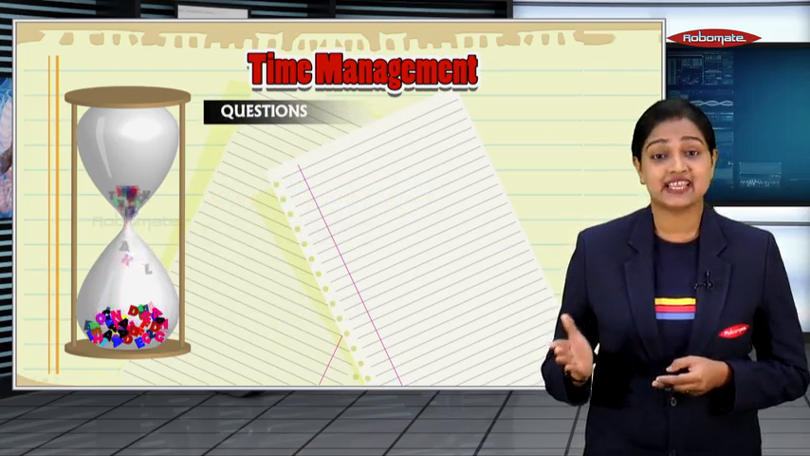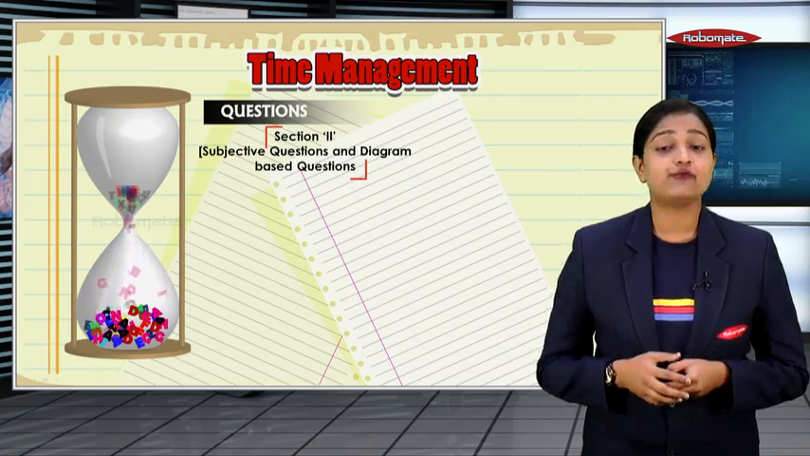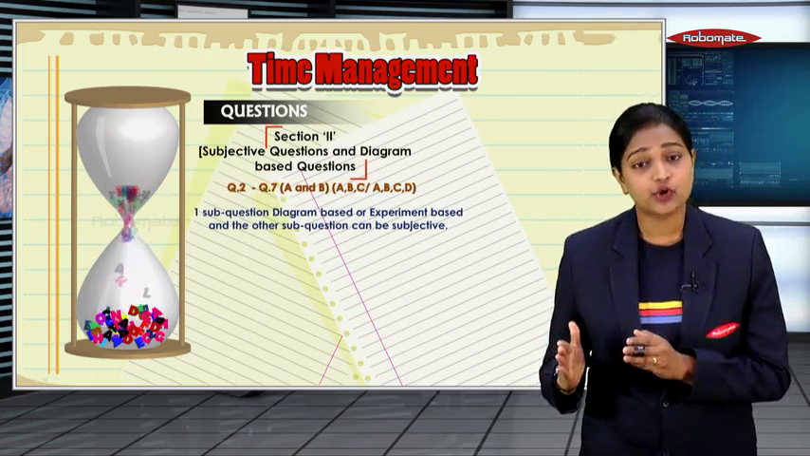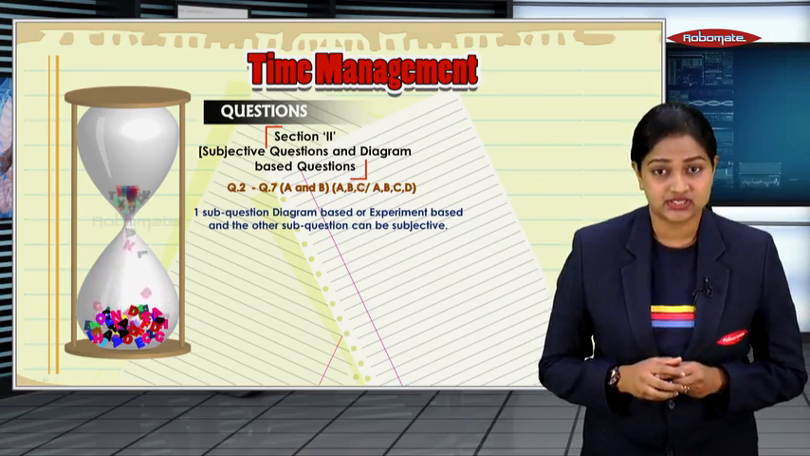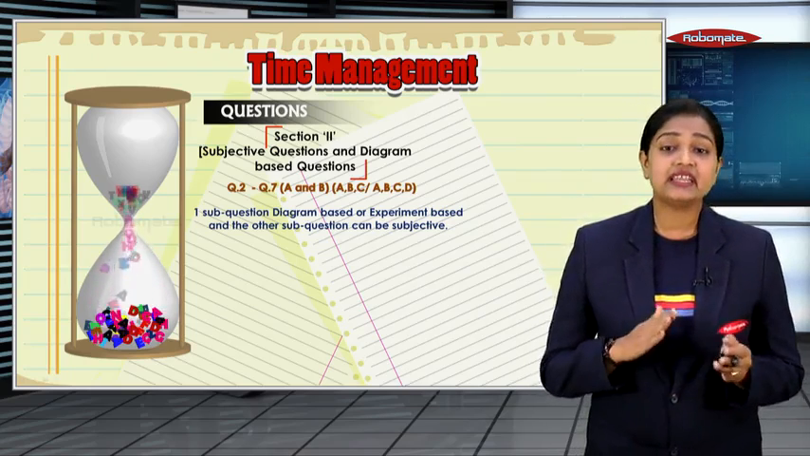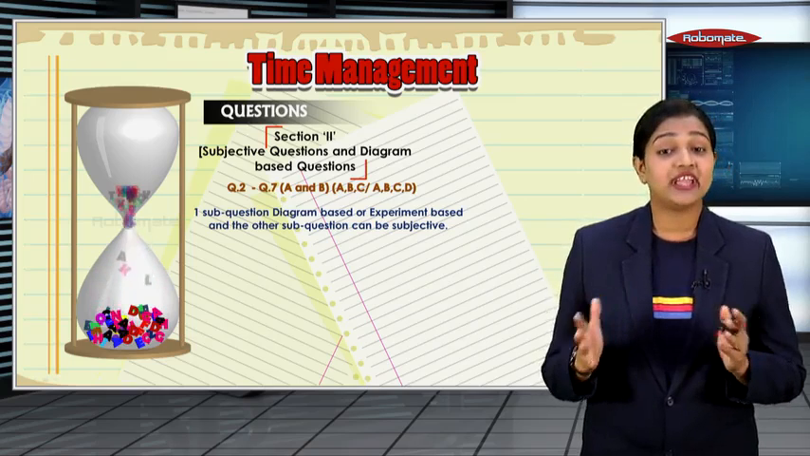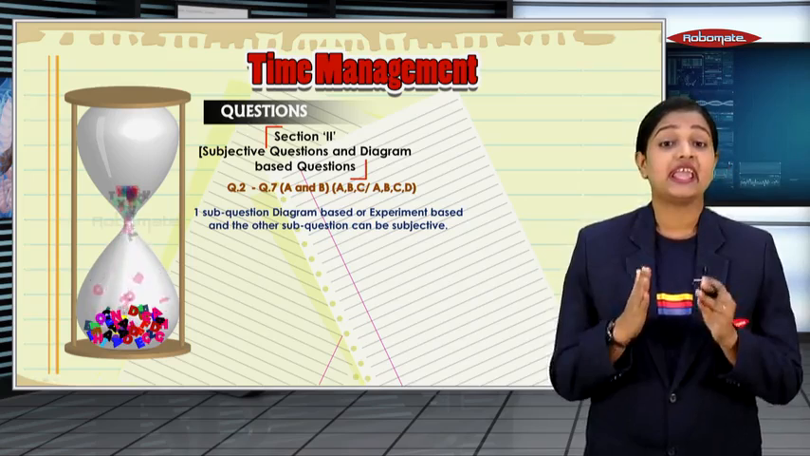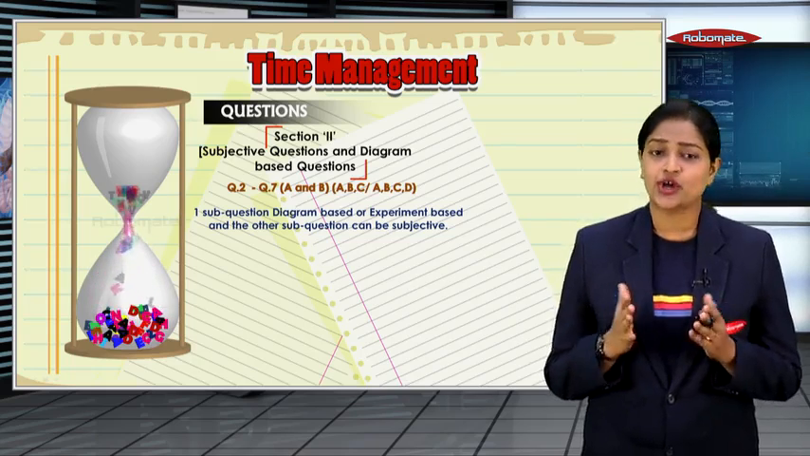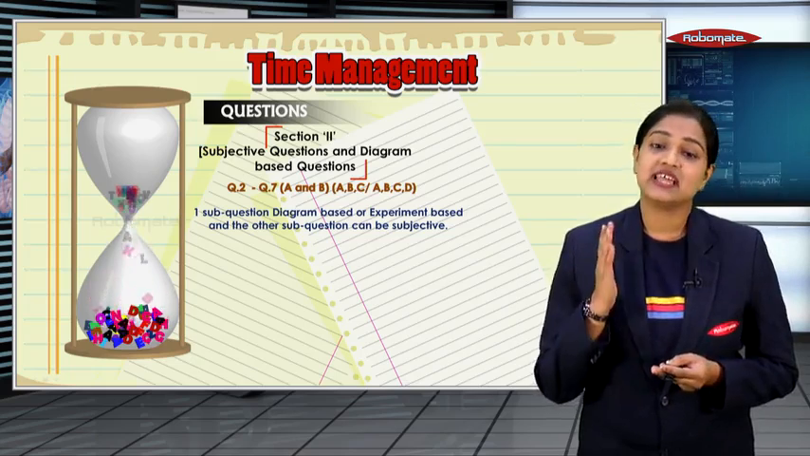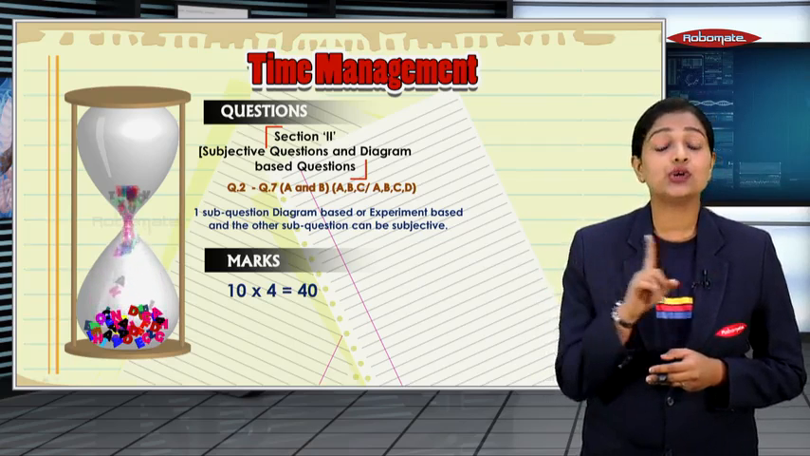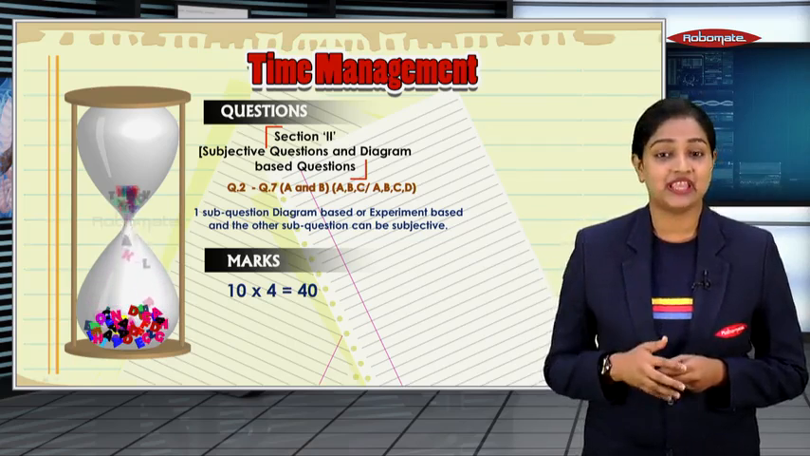Now, after discussing section 1, let us discuss the time management for section 2. Students, as we have already discussed, section 2 comprises subjective questions and also diagram based questions. In section 2, the questions are from question number 2 to question number 7, where it can be A and B or in various combinations like A, B, C or A, B, C, D. Students, one sub-question can be a diagram-based or an experiment-based question and the other sub-questions can be subjective. Again, my dear students, question number 2 to question number 7 are a total of 6 questions, out of which you have to attempt any 4.